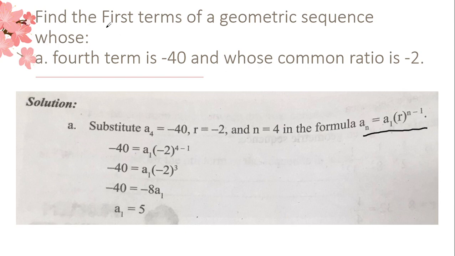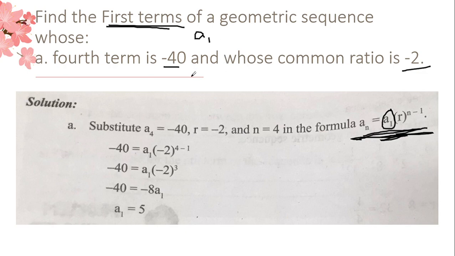Find the first term of a geometric sequence whose fourth term is negative 40 and whose common ratio is negative 2. So again, ang ato gipangita kay ang first term. Kinsa man ang first term, that is a sub 1. Again, mao na nga ato gipangita, kini ang ato gipangita si a sub 1. We will be using this formula if naa tay sequence na geometric. So, this is our first term. We are looking for our first term.